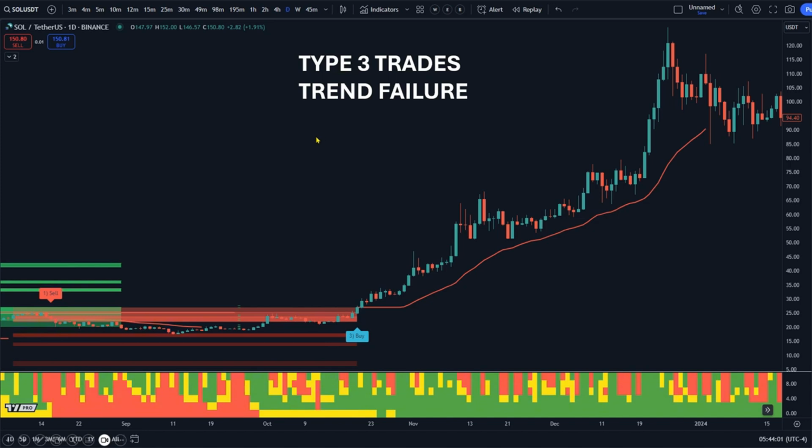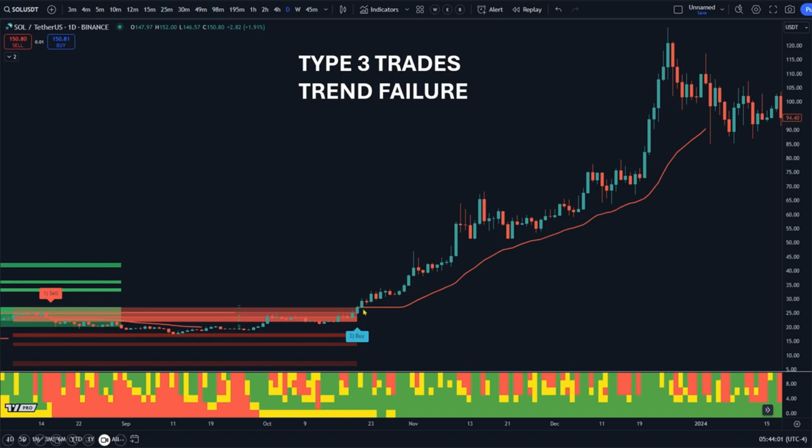Type 3s now, these are trend failures. Okay, so I've got two examples. This first example is on Solana. I actually took this trade. Again, I did this manually before we had this, because this is a strategy that I've been using for years.